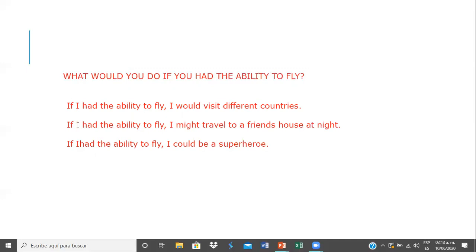And as with the first conditional, you can also change the structure of the sentence. You can start by saying or writing the if part, or you can start with the consequence. You can start by saying, I would visit different countries if I had the ability to fly. I might travel to a friend's house at night if I had the ability to fly. I could be a superhero if I had the ability to fly.